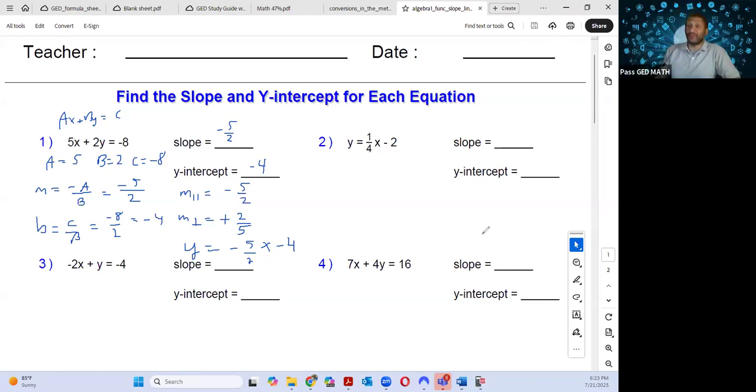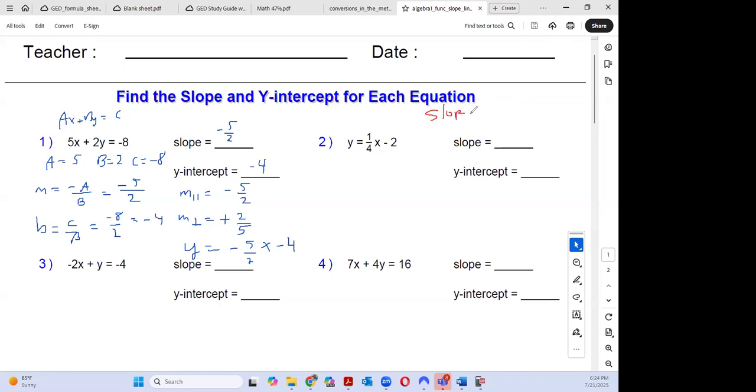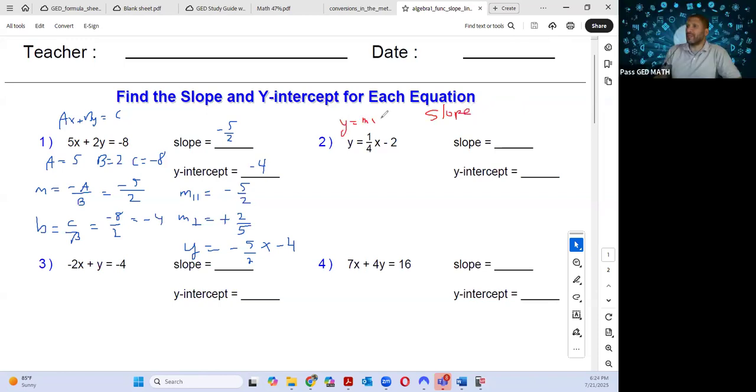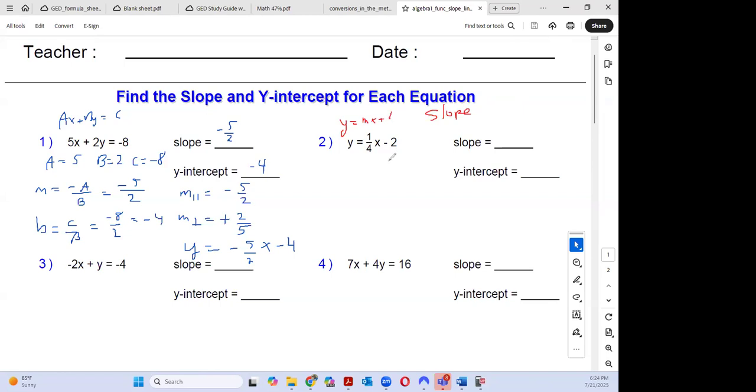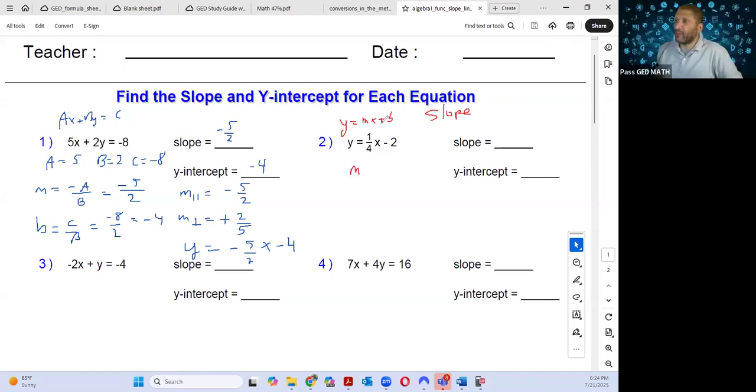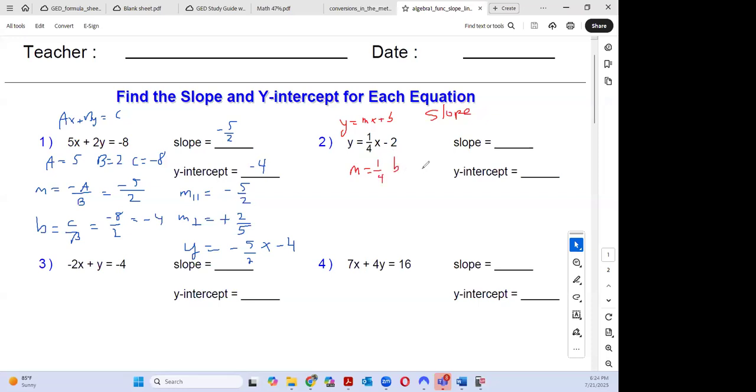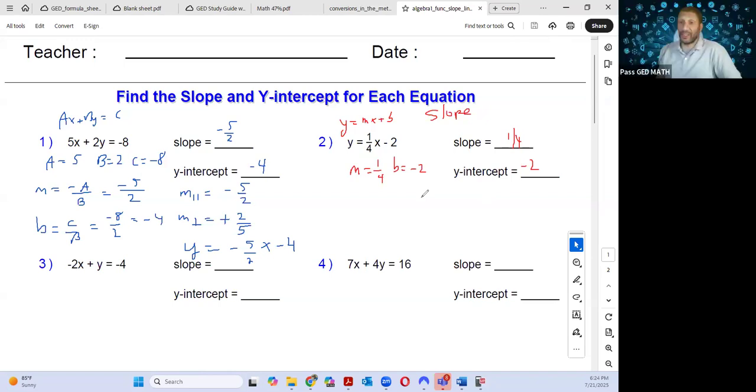So let me try the second one. Number 2. Oh, this is slope-intercept form. Slope-intercept form is y equals mx plus b. I know this is easy now. I know my slope is whatever's in front of the x, which is 1/4. Easy. I know my y-intercept is -2. That's it.